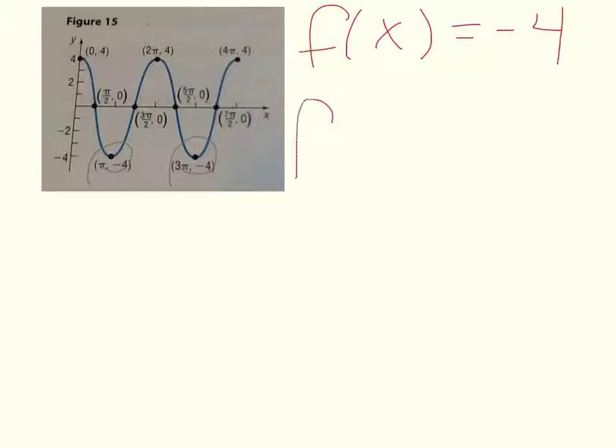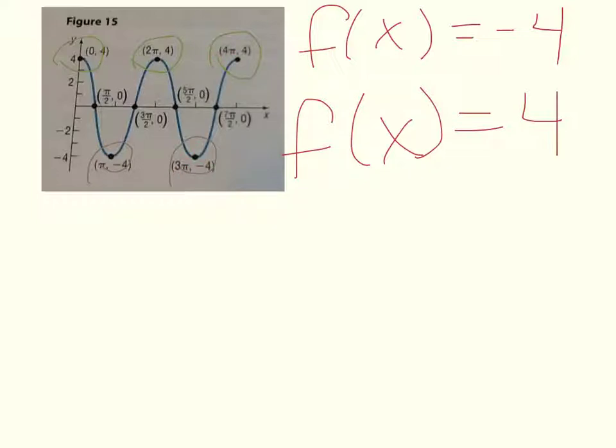Now, when does it equal 4? So we see that it equals 4 at 0, 2 pi, and 4 pi. So we can kind of see that there seems to be a difference of pi between each coordinate. It starts at 0, and then at pi it's negative 4. Add one more pi, it's at 2 pi and it's at 4. The next pi, 3 pi, it's at negative 4. And the next pi, 4 pi, it's at 4.